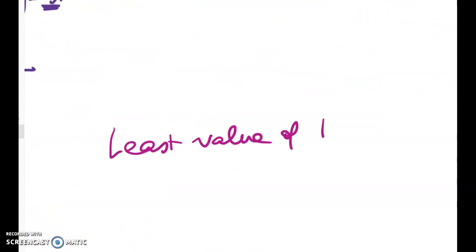So the greatest value of that locus is 3 root 2 plus 1. Okay, there are other ways to do that, but I think that's probably the fastest.